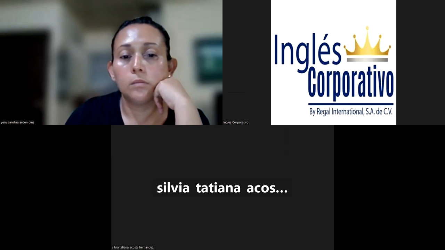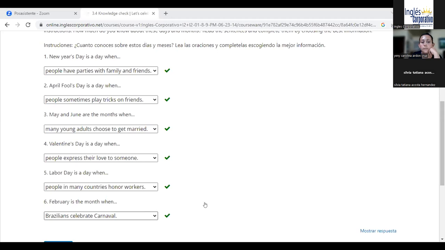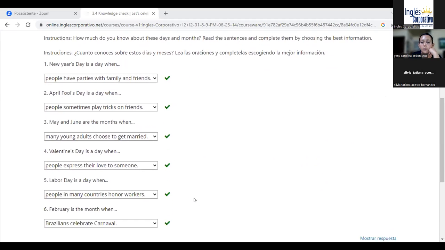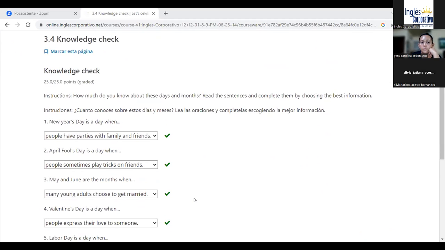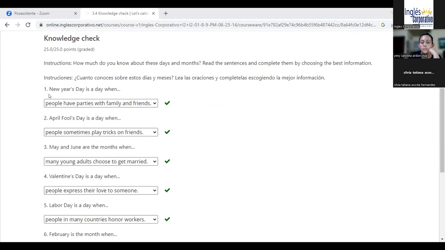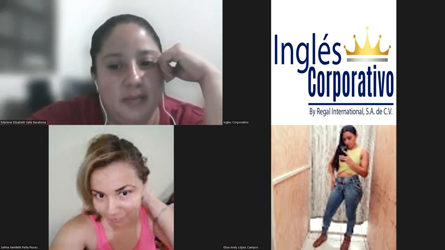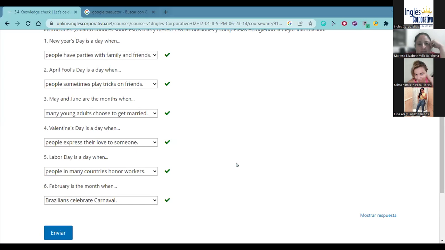We have to share the screen. Yes. Okay. Puede ver. Yes, I can. Todavía está cargando. Ahí está. Ahorita lo vamos a copy.